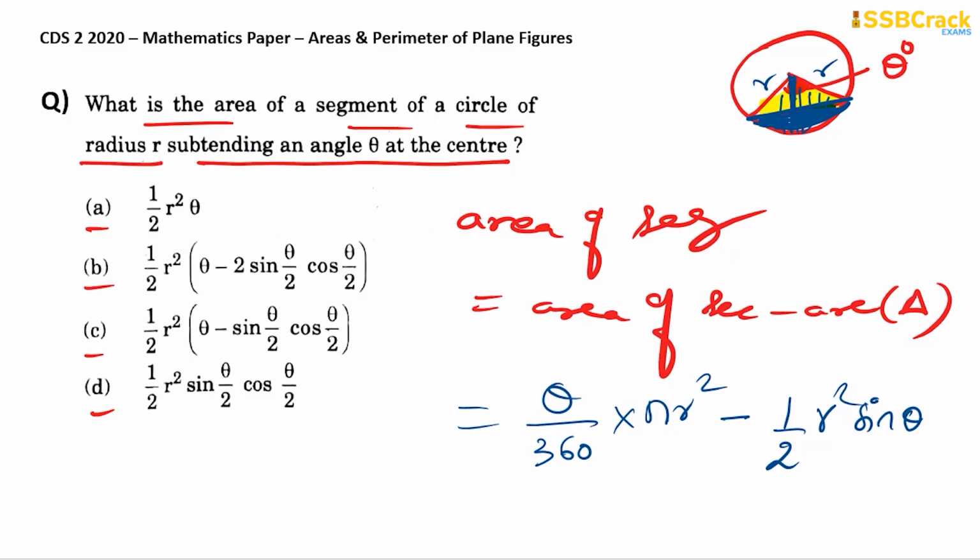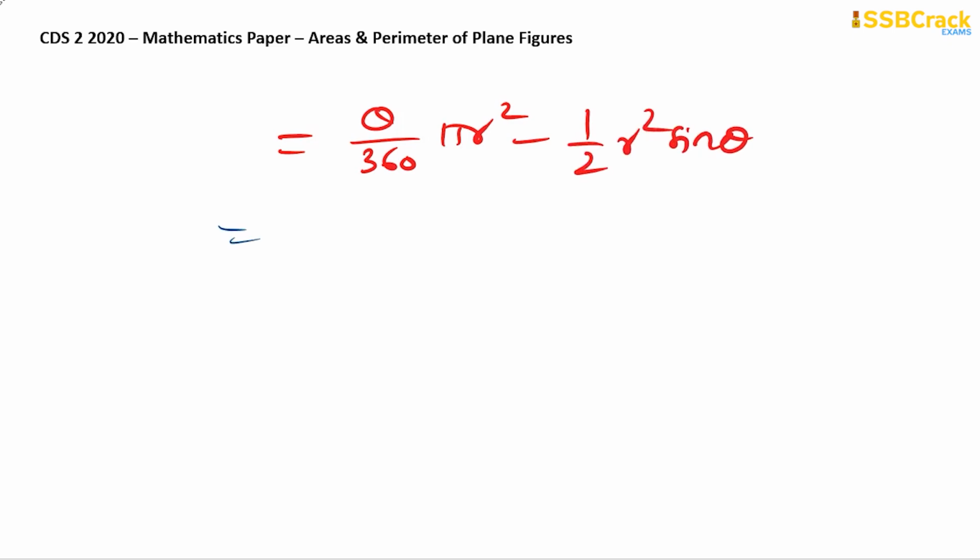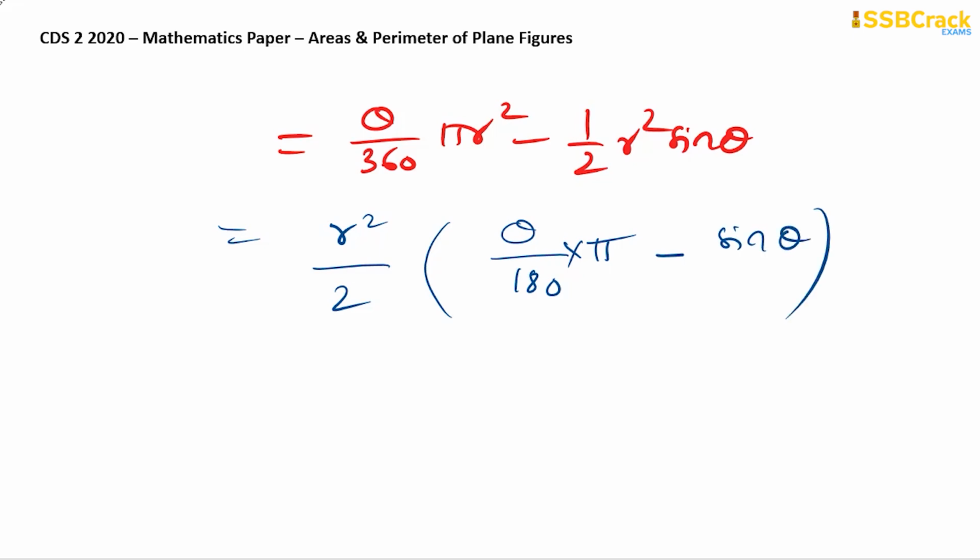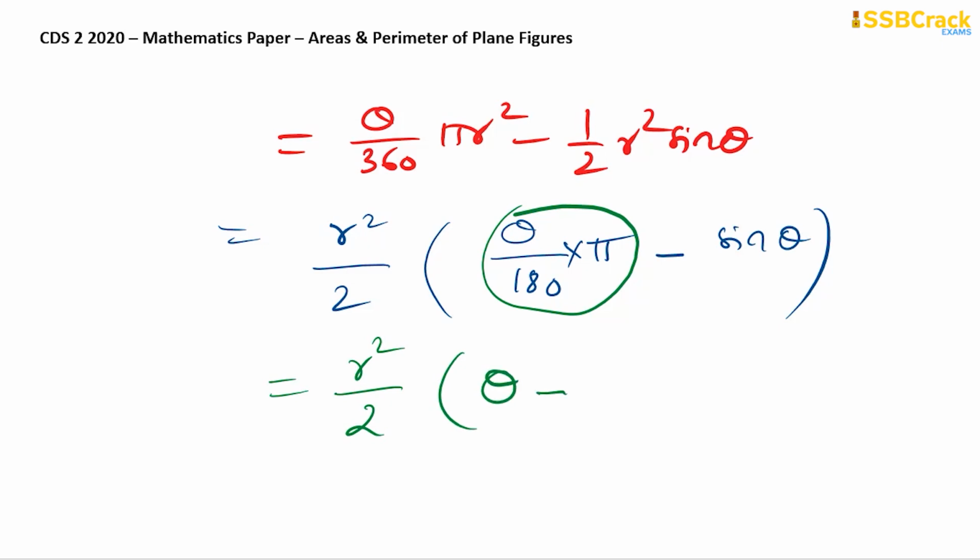Okay, so we now have this to simplify. Theta by 360 pi r square minus half r square sine theta, out of which I would take r square by 2 common. So what do I get? Theta by 180 pi, minus sine theta. So here you note that this is the value of theta in radian. So r square by 2, it will be simply theta now in radian minus sine theta.